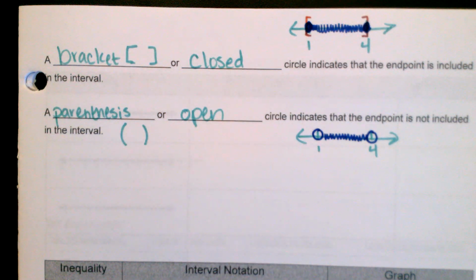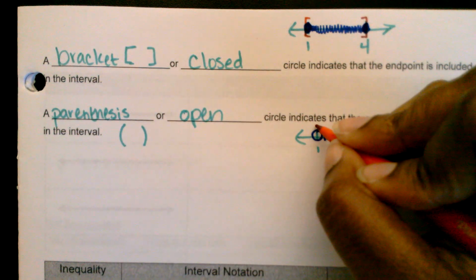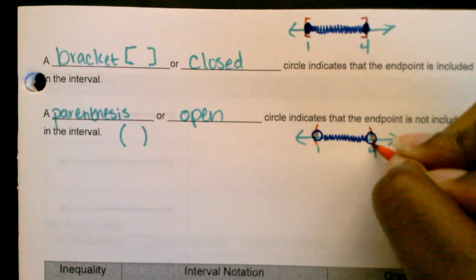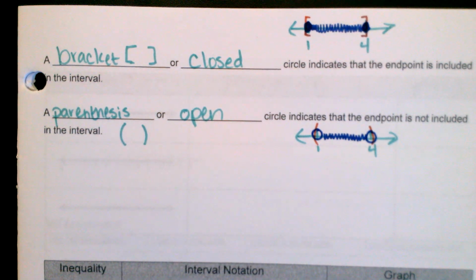Everyone locked in? All right. So I could also have, remember, parentheses here, parentheses here. So you may see parentheses on a number line. Most times on the number line, though, you will have either a closed circle or an open circle. Okay? All right. Let's move forward.